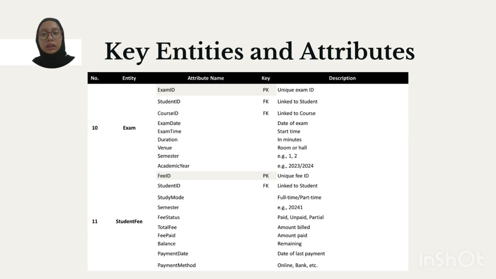This table is anchored by fee ID as the primary key and links back to the student table via the student ID foreign key. The study mode field helps differentiate full-time and part-time enrollments, while semester provides the time reference for the billing cycle. To track financial progress, we include total fee paid, balance, and payment date. And finally, the fee status and payment method fields provide insight into the student's payment condition and how the transaction was processed.